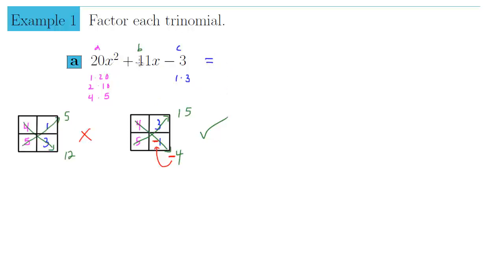20x squared plus 11x minus 3 is going to factor into two binomials. The first binomial comes from the first row here, 4x plus 3. The second binomial comes from the second row, 5x minus 1. All right, check this. Go back and FOIL this out and make sure that when you FOIL this, you get 20x squared plus 11x minus 3. I bet you it works.